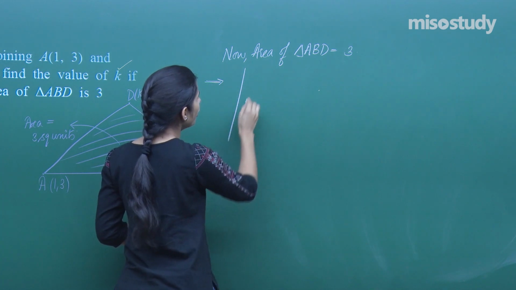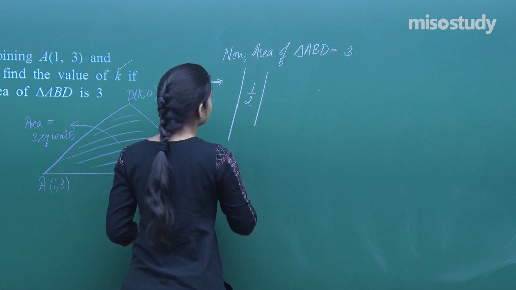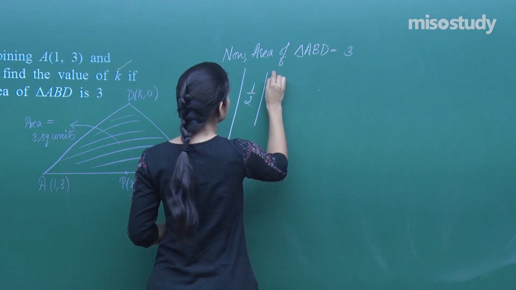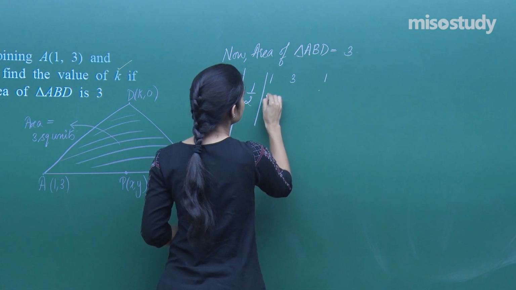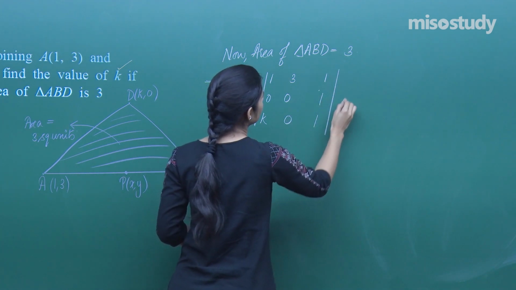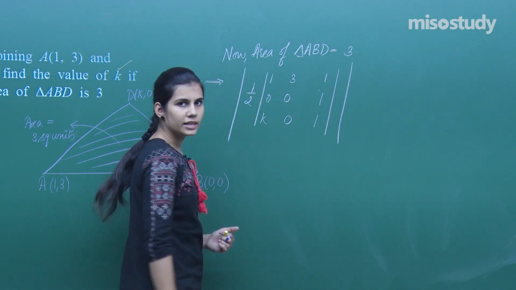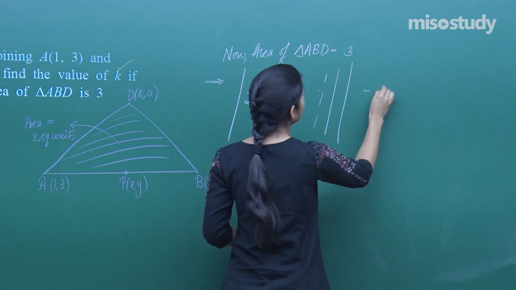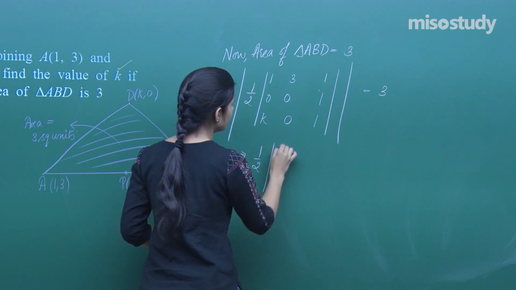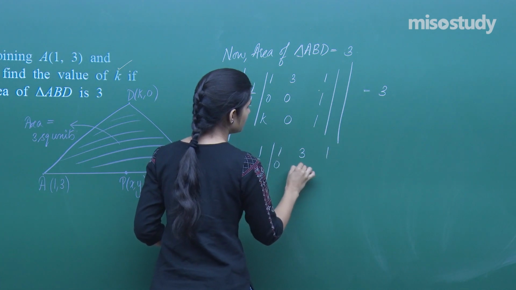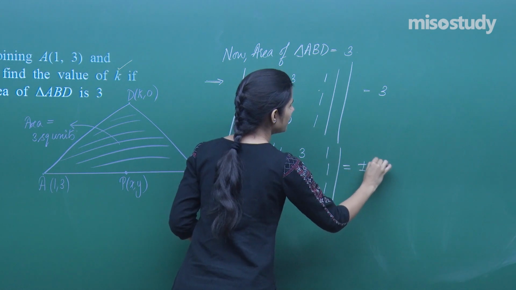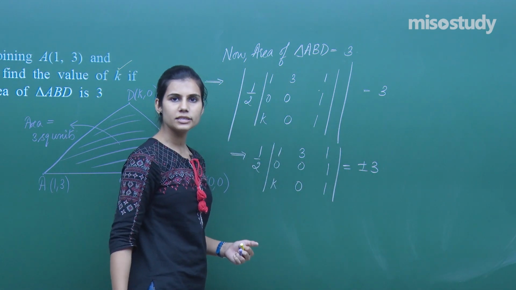That means mod of the area. Mod of the area ABD. So it is the determinant 1, 3, 1; 0, 0, 1; k, 0, 1. Mod of this particular area is equal to 3. If I remove the mod, what do I get? 1, 3, 1; 0, 0, 1; k, 0, 1. This is equal to plus minus 3 because I have removed the mod sign.